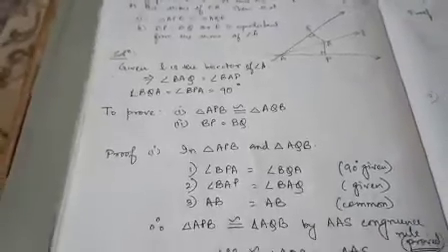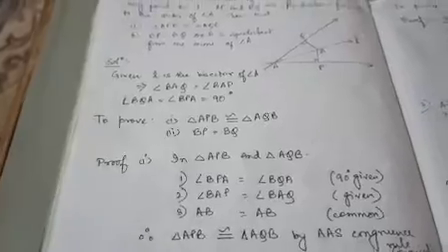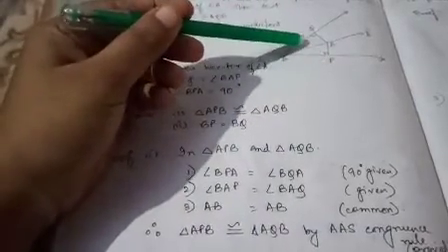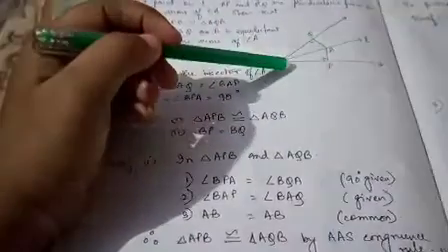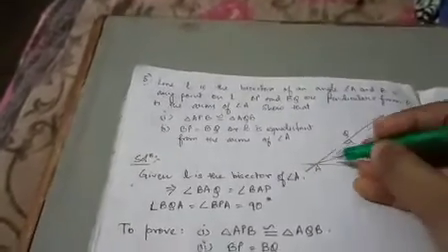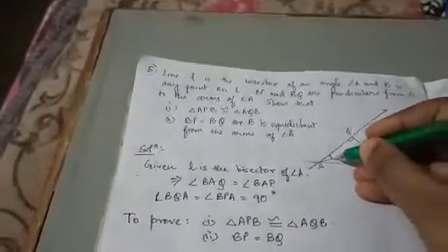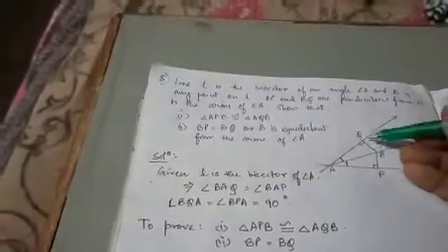So let us start with the first proof, triangle ABP and triangle AQB. You can see from the diagram that ABP and AQB are the two triangles. Both of them have 90 degrees, AB is common, and angle BAQ, that is the top angle, is equal to angle BAP. So these two angles are equal. We have 90 degrees and AB as the common side.